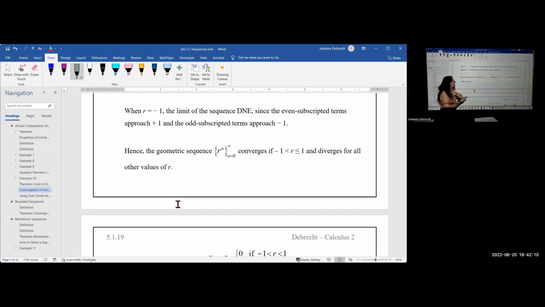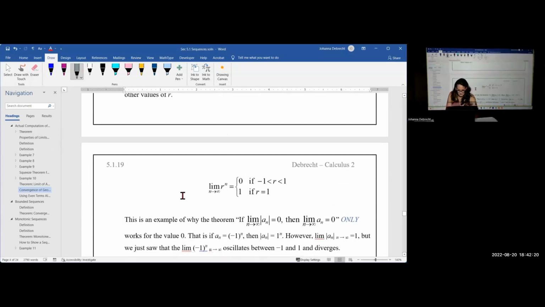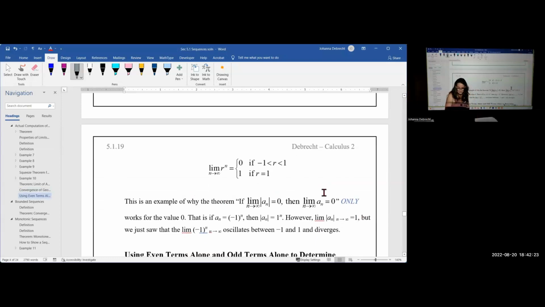And it diverges for everything else except 0, but we don't want to let r be 0 because then it's just the graph of 0, which is kind of boring. So it diverges for everything else. So when we're looking at this, it's not only that it converges, they all converge to 0. So the limit of r to the n actually approaches 0 if r is between -1 and 1, strict inequality. If I take off the equality to 1, then it doesn't go to 1 anymore. They all converge to 0.